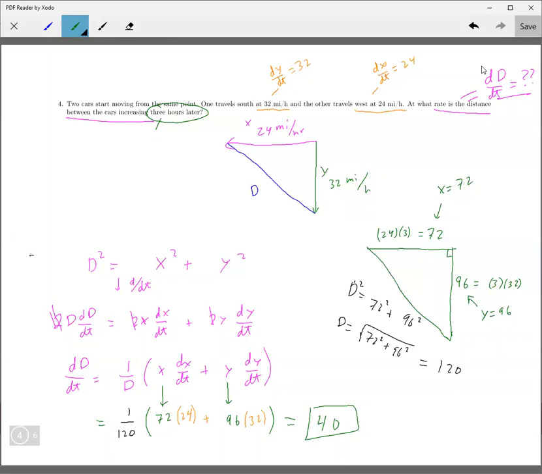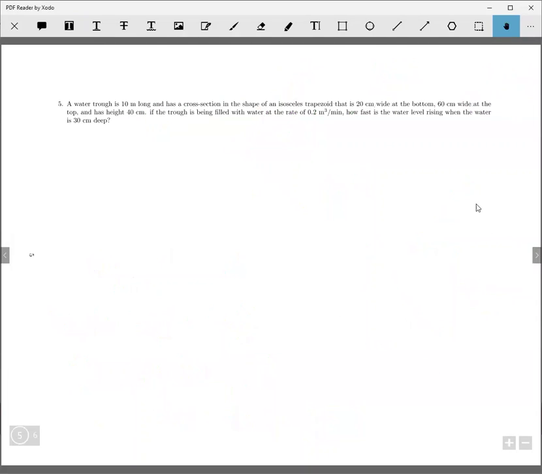Okay, let's move on to the next exercise. Number 5. Okay, so we have a water trough that's 10 meters long and has a cross-section in the shape of an isosceles trapezoid. It is 20 centimeters wide at the bottom, 60 centimeters wide at the top, and has a height of 40 centimeters.